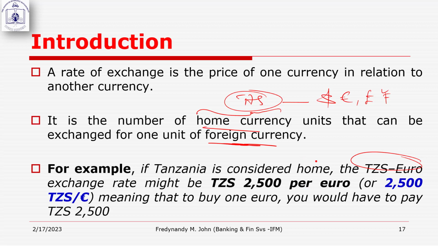Now there are different ways in which you can write this. You may write it like this, or you may choose to write it like this. Both expressions mean the same thing. Sometimes you may even decide to write it like this, for instance, 1 euro equals Tanzanian shillings 2,500. You can express it like this if you want.